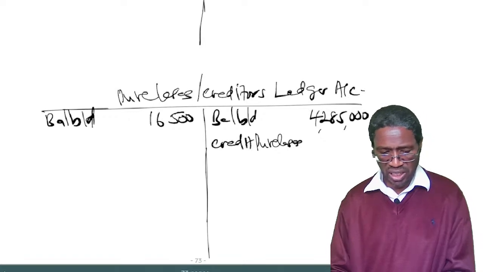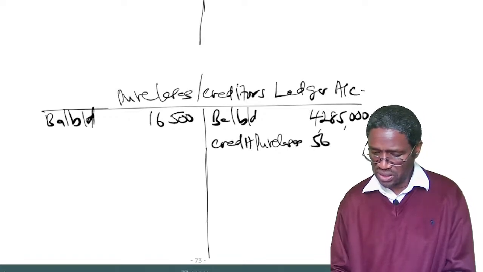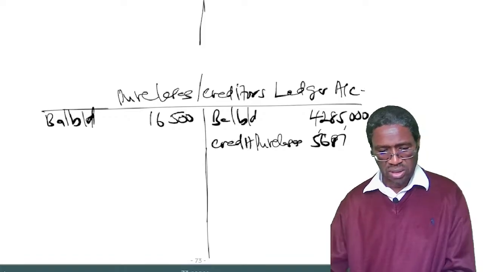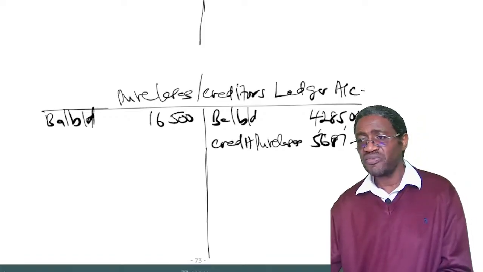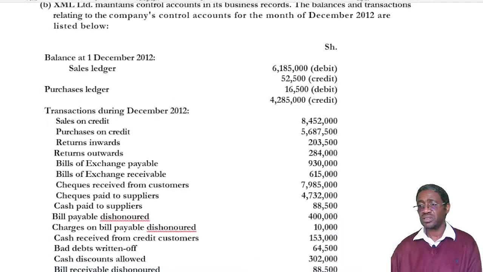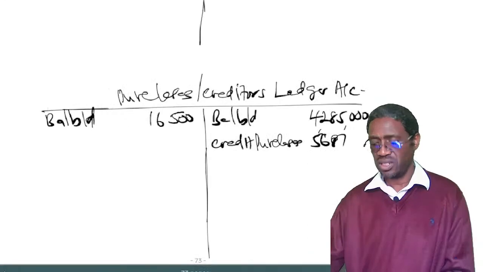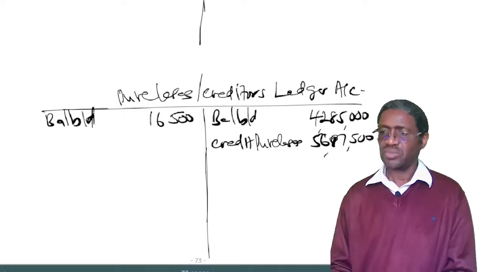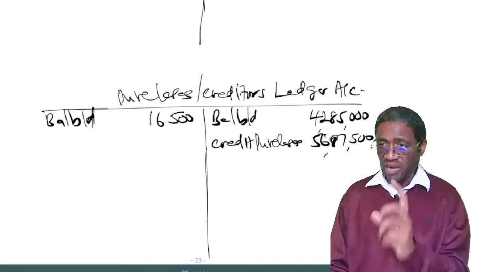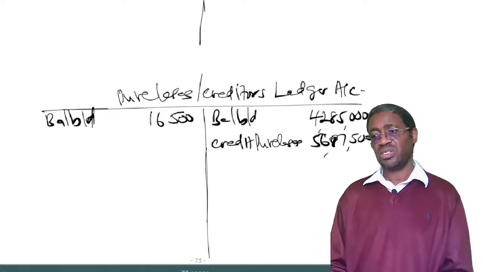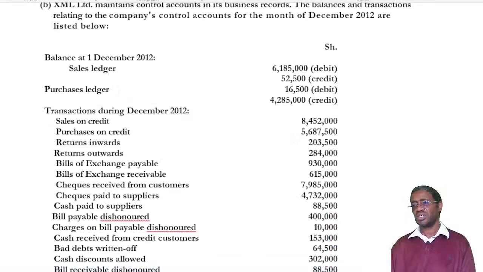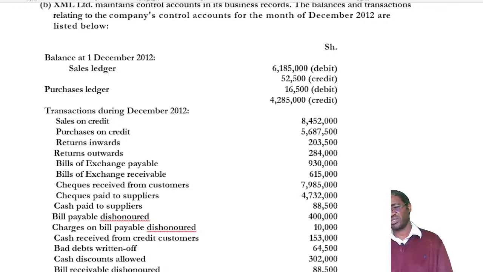So come to the creditors and you come and see your credit purchases. We are given an amount of 56.87 what? Let me confirm. 56.87500. Thank you. Good. After that, we go to the next one. After purchases, we have return inwards.